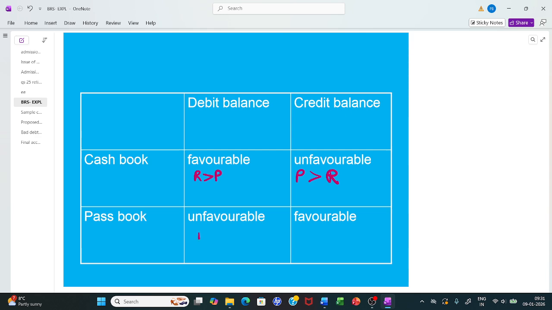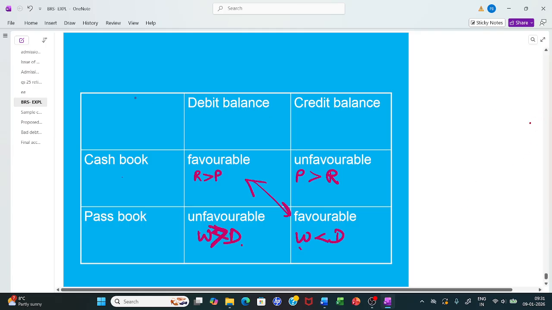The debit side has all your withdrawals and the credit side has all your deposits. So if withdrawals are greater than deposits, this is unfavorable. Here withdrawals are less than deposits, so it's favorable. It's reverse. Cash book debit is favorable, passbook credit is favorable. The people maintaining it and what they put on the website is the reason.